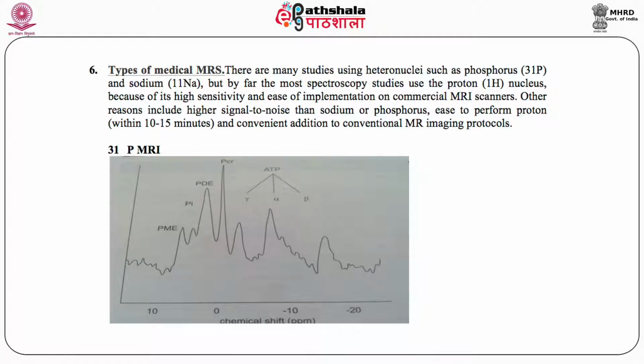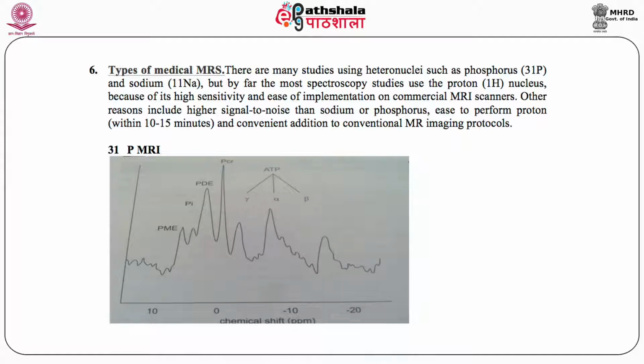Types of medical MRS. There are many studies using heteronuclei such as phosphorus 31 and sodium 11. By far, most spectroscopy studies use proton nuclei, which is the hydrogen nuclei, because of its high sensitivity and ease of implementation on commercial MRI scanners. Other reasons include high signal to noise than sodium or phosphorus and ease to perform a proton MRS, around 10 to 15 minutes, and the convenient addition to conventional MRI imaging protocols.